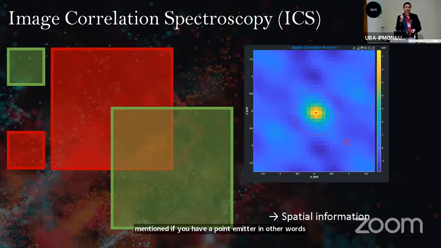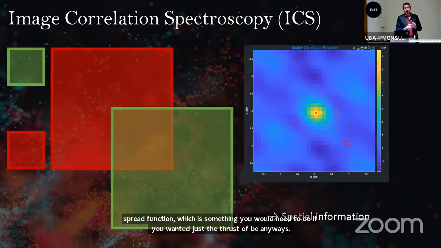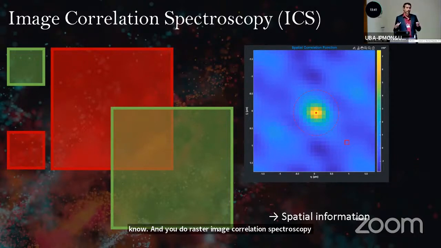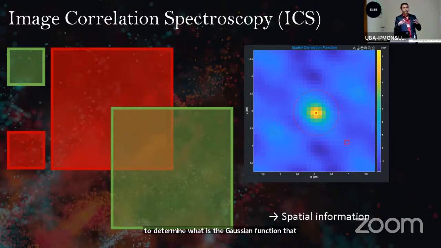Now, this gives us spatial information, and as Michelle mentioned, if you have a point emitter, in other words, something that is fluorescent and so tiny that you can consider it to be much smaller than your pixel size, you can then use this approach to characterize the point spread function. To characterize the point spread function, which is something you would need to do if you wanted to do spectroscopy anyway, you have mostly 2 options. One, you can have EGFP in solution diffusing freely. So it's a diffusion coefficient that you already know, and you do raster image correlation spectroscopy to determine the width of the Gaussian function, the point spread function, that would give you the known diffusion coefficient.